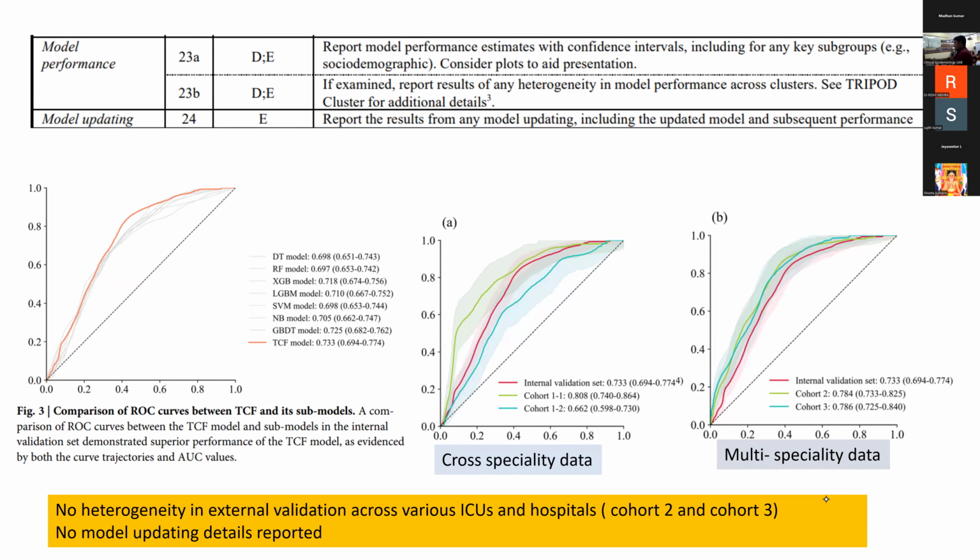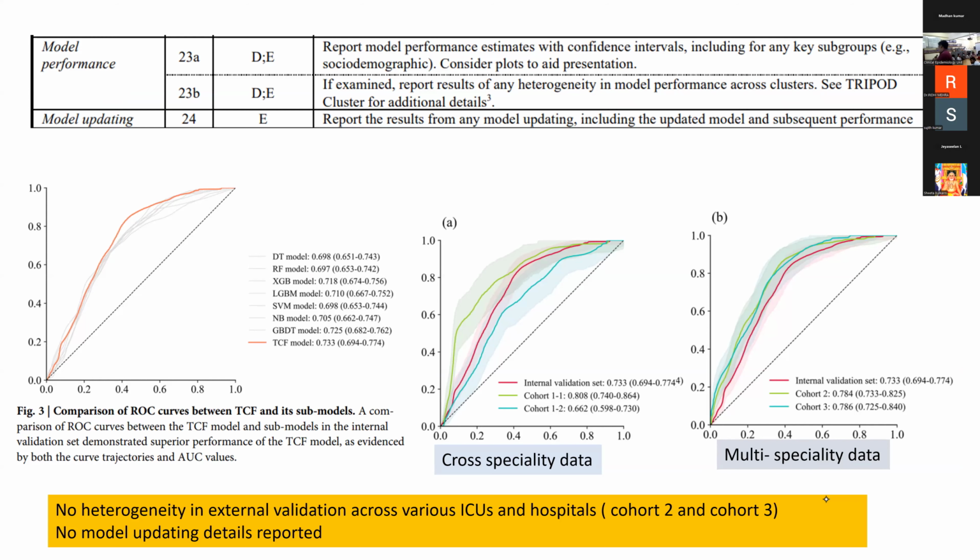This first one is the internal validation curve which they gave. As you can see, the area under the curve is greater for the TCF model, at 0.733. Ideally in an ROC curve the best value would be 1, which is not practically possible. However, compared to the other models they looked at, the TCF model seems to be performing better in the internal validation cohort.